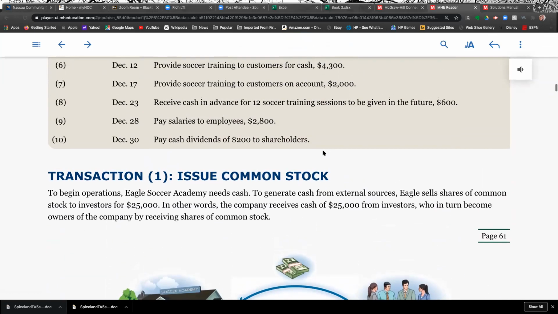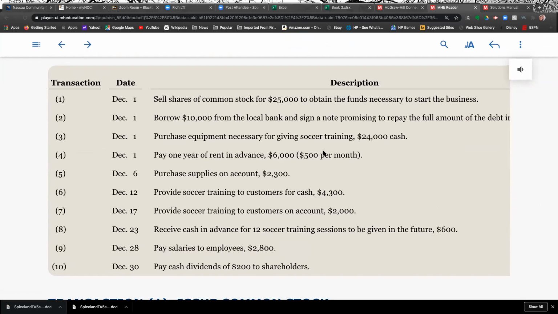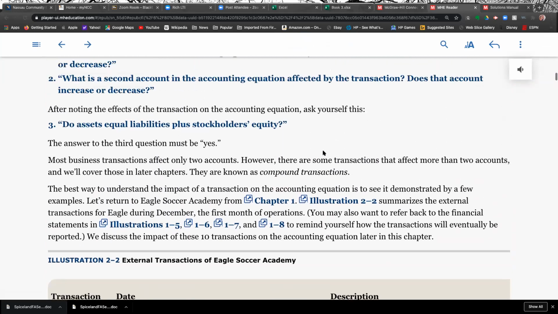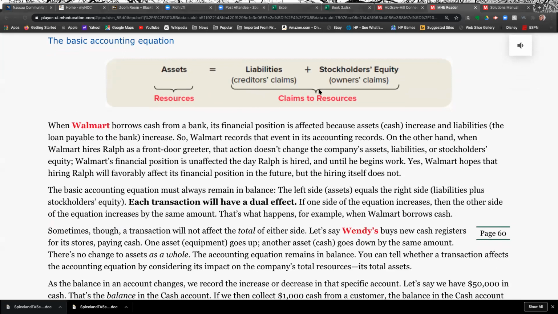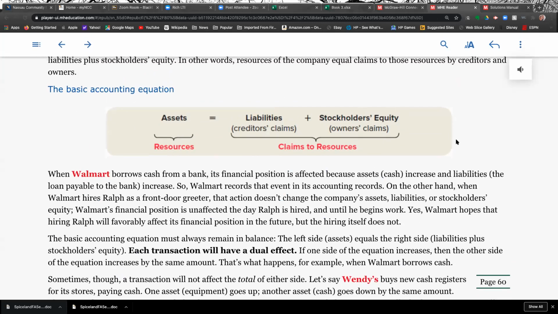So what I want to do now is walk through some transactions with you, right? And what's a transaction? A transaction is an event that occurs that affects this relationship, assets equal liabilities plus stockholders' equity. In other words, this is an equation. And if something happens that increases the left side of the equation, then chances are something happened to increase the right side of the equation. If something happened to decrease the left side of the equation, then something probably happened to decrease the right side of the equation.